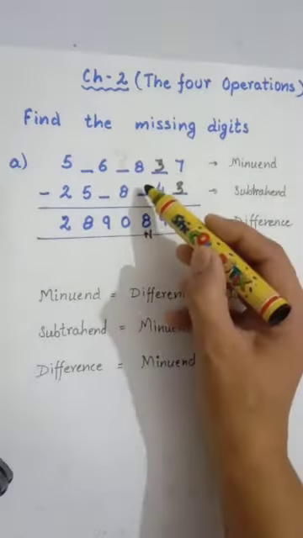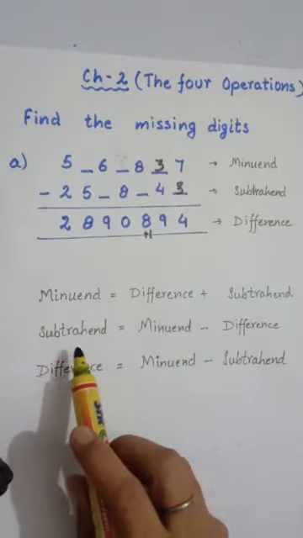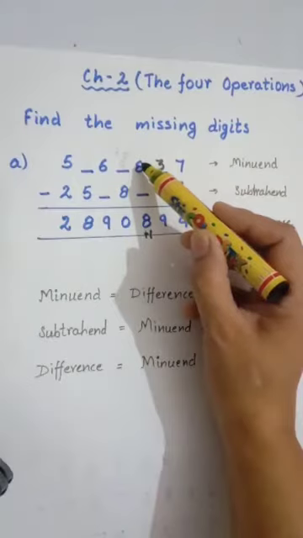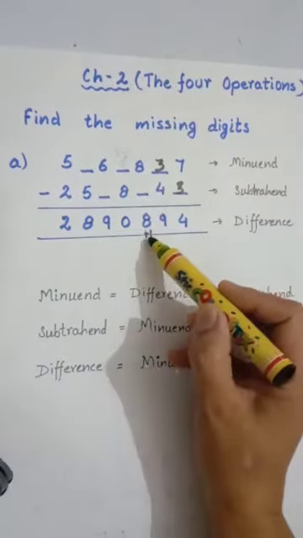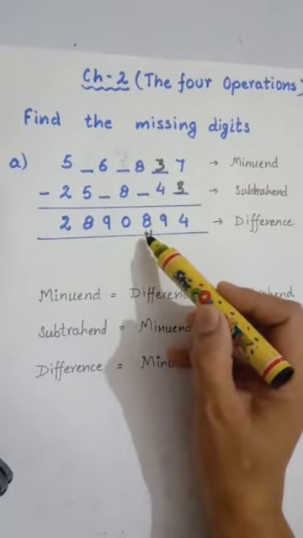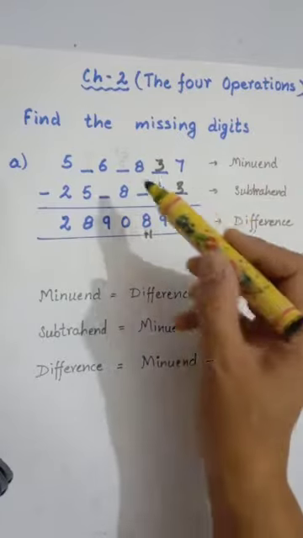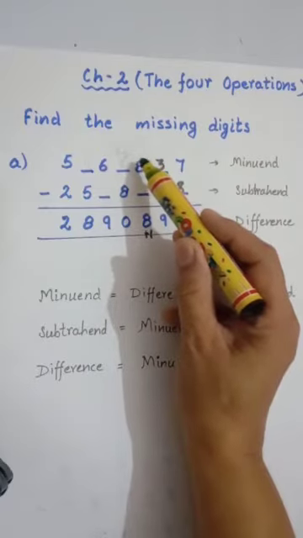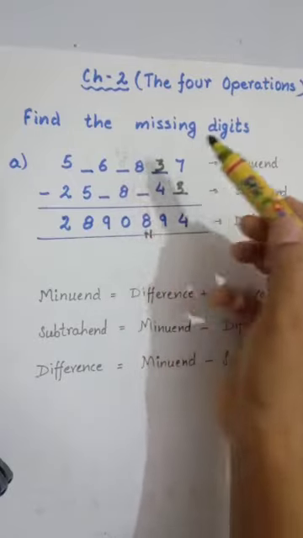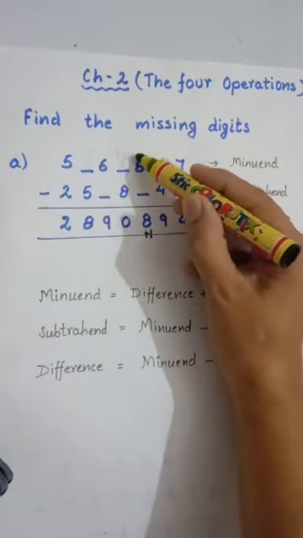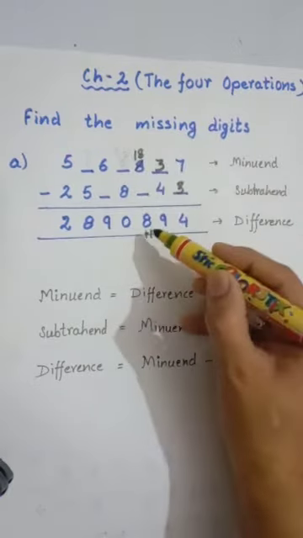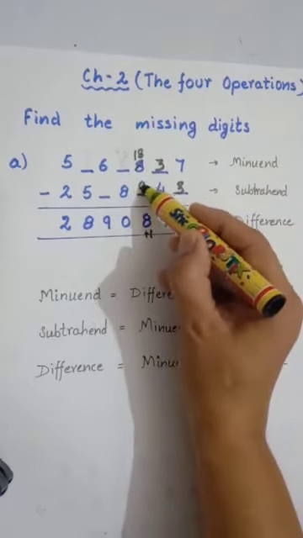Next number. Now here we have to find subtrahend. The formula of subtrahend is minuend minus difference. So minuend is 8 and difference is 9. 8 minus 9 is not possible, it is a bigger number, so we will borrow one digit from here, 10. So here it will be 18. 18 minus 9 is equal to 9. So 9 will come here.